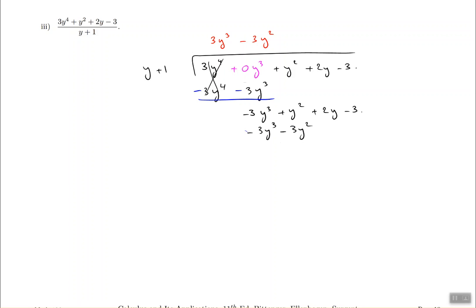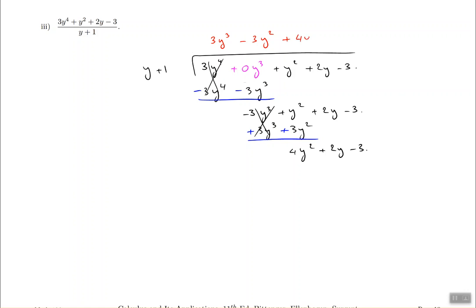Again, eraser, switch the minus to a plus, switch the second minus to a plus. Combine them, and you'll end up with 4y squared. The first two cancel out. Again, bring the 2y down, bring the 3 down. And repeat again. What do I multiply y by to make it 4y squared?